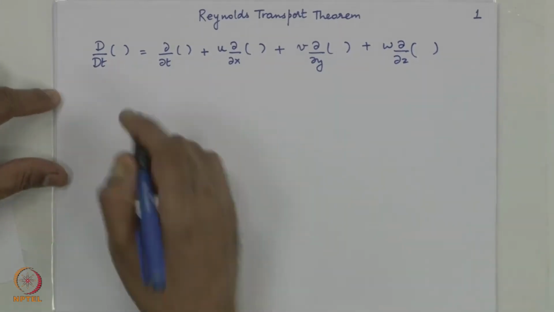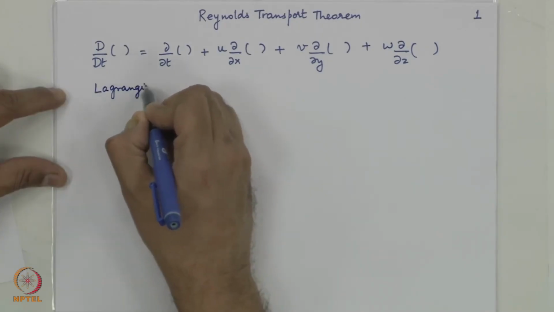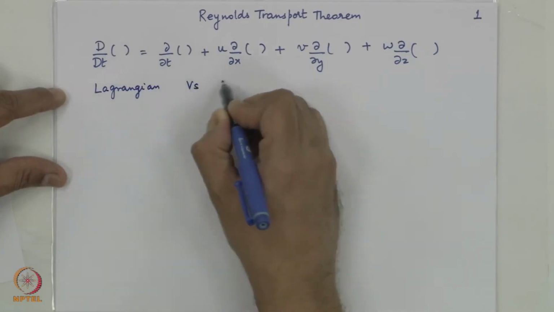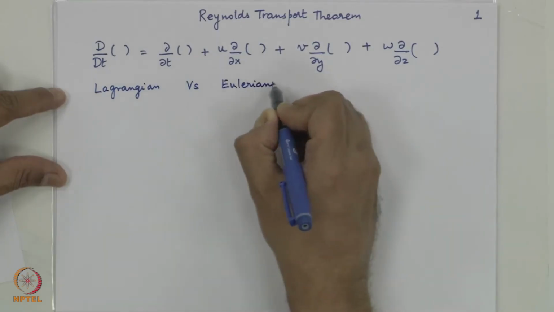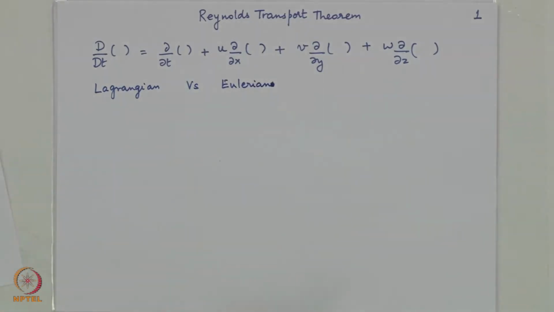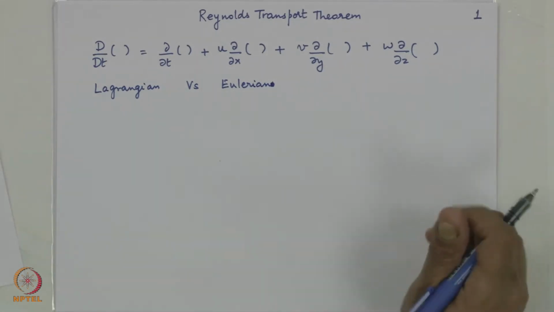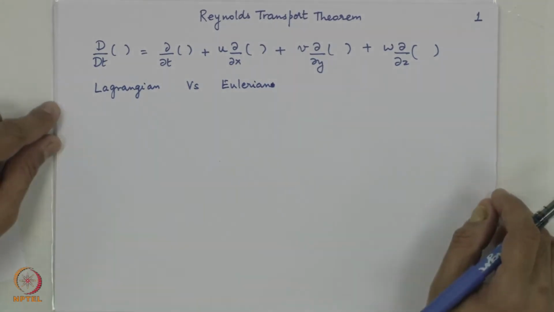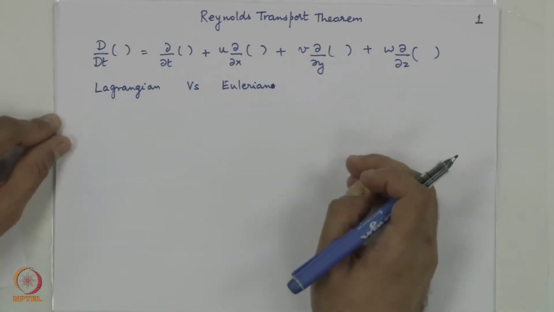And we had defined two frames of reference, Lagrangian and Eulerian, and we had discussed several examples to understand the difference between the two frames of reference. Both of these are used in fluid mechanics and thermodynamics, and it depends on what we are trying to do.